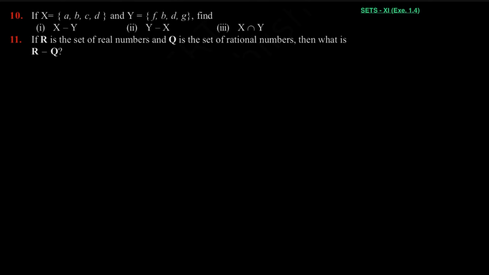So today in this video we are going to attempt question number 10, 11 and probably 12 of sets, class 11th, exercise 1.4 of CBSE mathematics. Question number 10 states, if set X is having elements as A, B, C, D and set Y is having elements as F, B, D, G, then we have to find X minus Y. This question is based on difference of two sets.